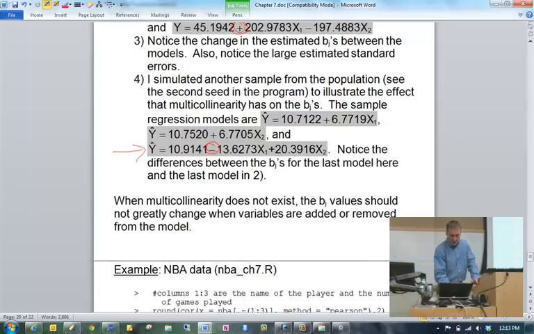So what can you do? Well, don't use x1 and x2. Don't use both of them in your model. Use just one. There are other things that you can do too, but we're running out of time, so we will not discuss them.